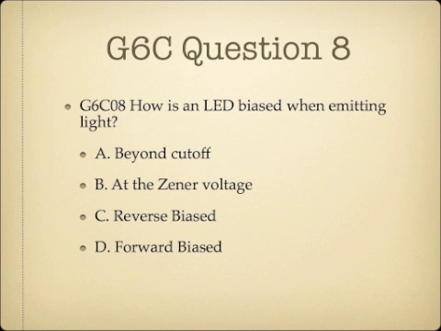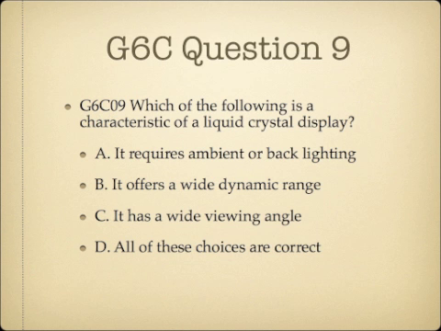Question 8. How is an LED biased when emitting light? A. Beyond cutoff. B. At the Zener voltage. C. Reversed bias. Or D. Forward biased. Question 9. Which of the following is a characteristic of a liquid crystal display? A. It requires ambient or backlighting. B. It offers a wide dynamic range. C. It has a wide viewing angle. Or D. All of these choices are correct.